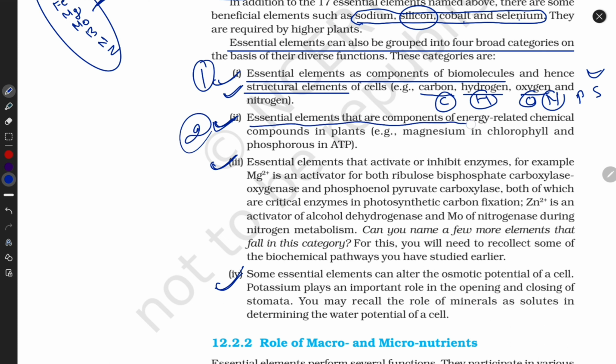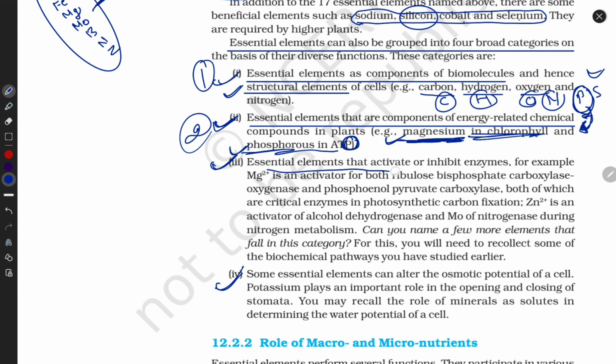Essential elements that are components of energy-related chemicals. They contribute to energy, like ATP, guys. For ATP they take in these elements. So magnesium is useful in chlorophyll. Magnesium works as the energy source in chlorophyll. And phosphorus is useful in ATP. This is the energy form, guys. So these elements are useful in energy contribution.